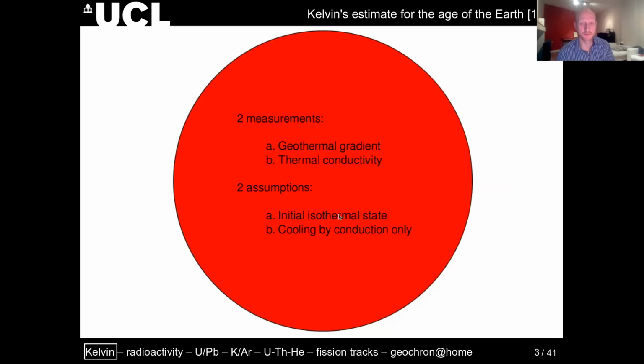The two assumptions were first that the Earth, when it formed, was in an isothermal state, which means that the temperature in the core initially was the same as the temperature near the edges, near the surface. Second assumption was that the Earth was losing and has lost heat only by conduction. So it's a solid inside, and that facilitates the calculations of heat loss to space.